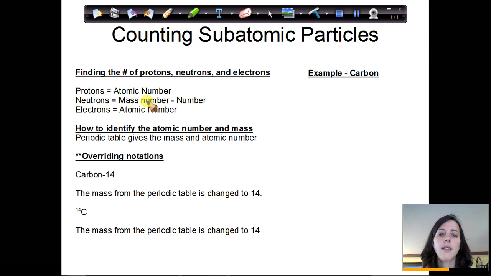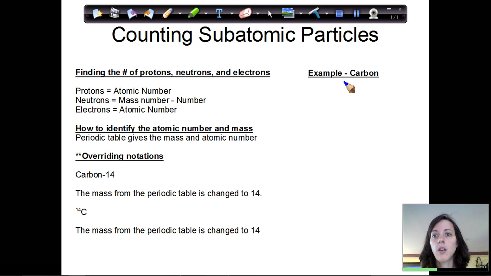Neutrons are the mass number minus the atomic number. So to find neutrons, you take the mass number minus the atomic number. The mass number on the periodic table is the mass rounded to the nearest whole number. So if you have a mass of something point 5, you would round up. If it's lower than that, you would round down. And electrons are simply the atomic number, as long as it's not an ion, which is essentially a charged atom.